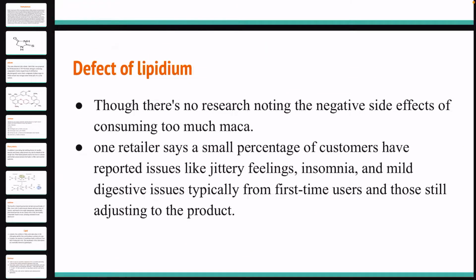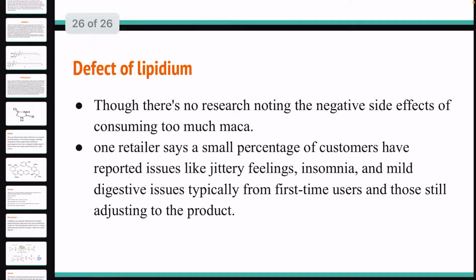So our final slide is about the side effects of Lepidium. There is no real negative side effect of consuming too much Maca. One retailer says a small percentage of customers have reported issues like jittery feelings, insomnia, and mild digestive issues, typically for first-time users, until they adjust to the product.